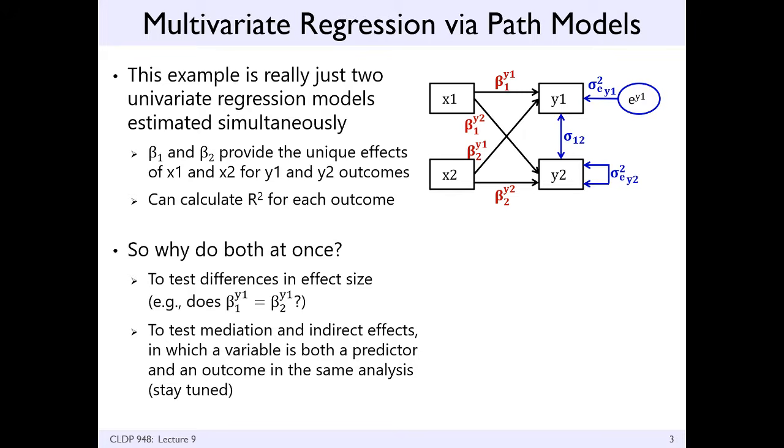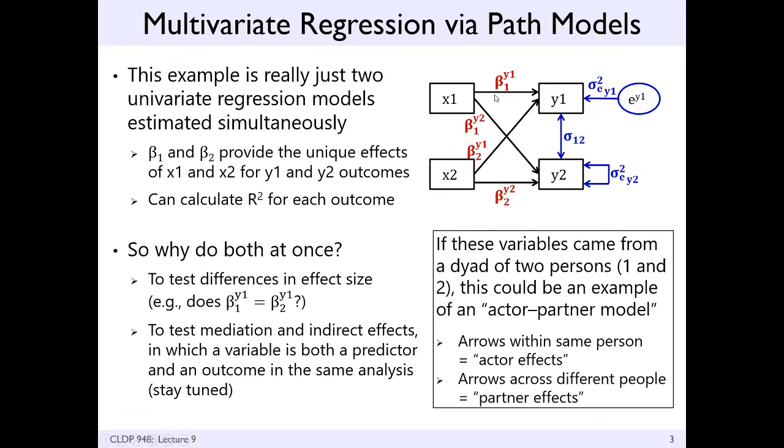Why do multivariate models? There's a couple of specific types of research questions that you have to have both outcomes in the same model to be able to answer. One is differences in effect size. So does x1 have a bigger effect on y1 than it has on y2? Those types of questions, you have to have y1 and y2 in the same model. And this type of framework has a special name in the context of dyadic data. It's called the actor-partner interdependence model. Doesn't that sound fancy?